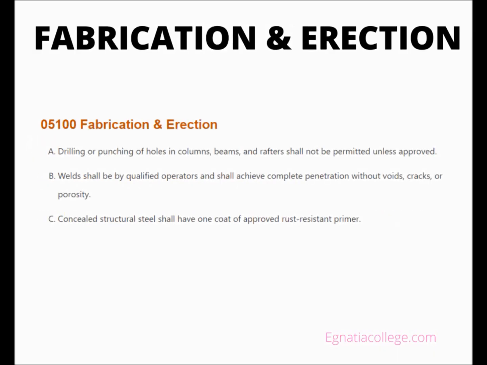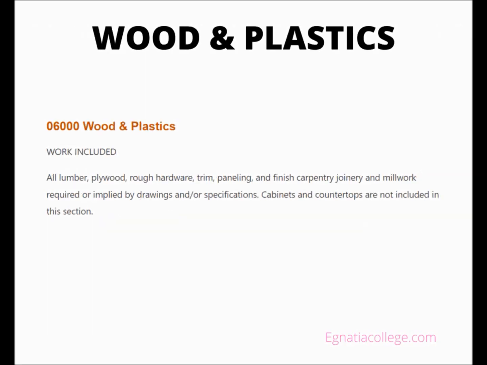Fabrication and erection. Drilling or punching of holes in columns, beams, and rafters shall not be permitted unless approved. Welds shall be by qualified operators and shall achieve complete penetration without voids, cracks, or porosity. Concealed structural steel shall have 1 coat of approved rust-resistant primer.